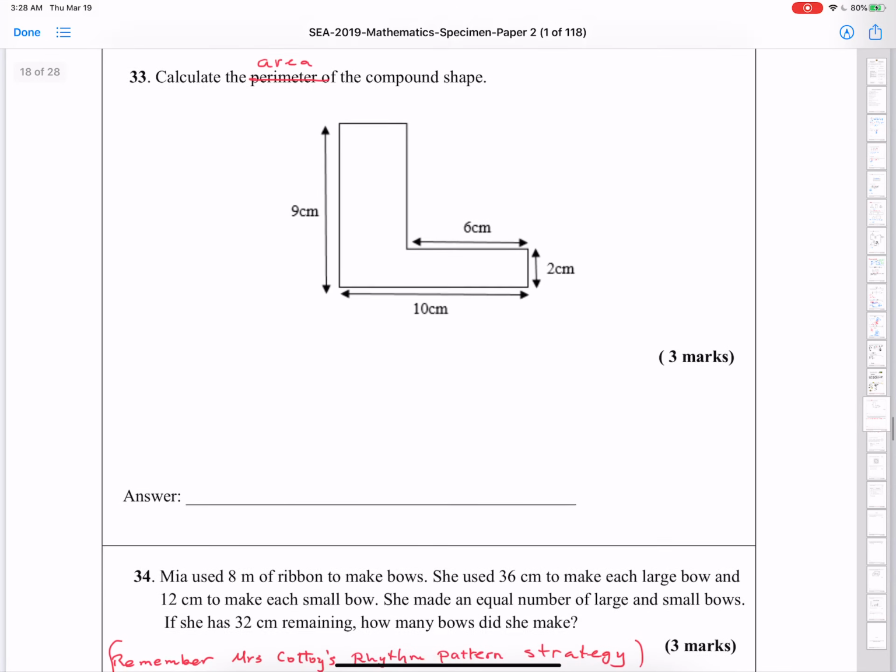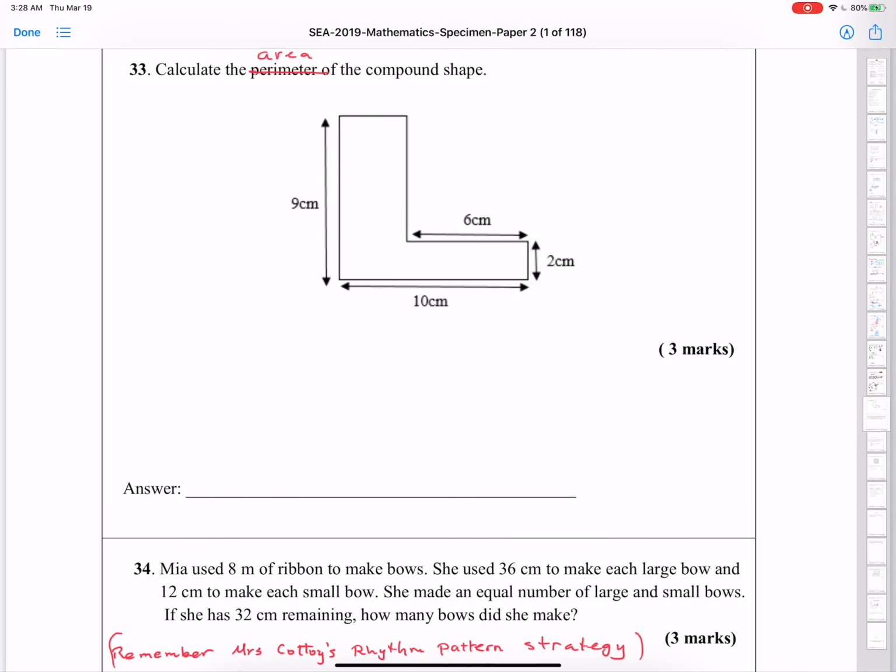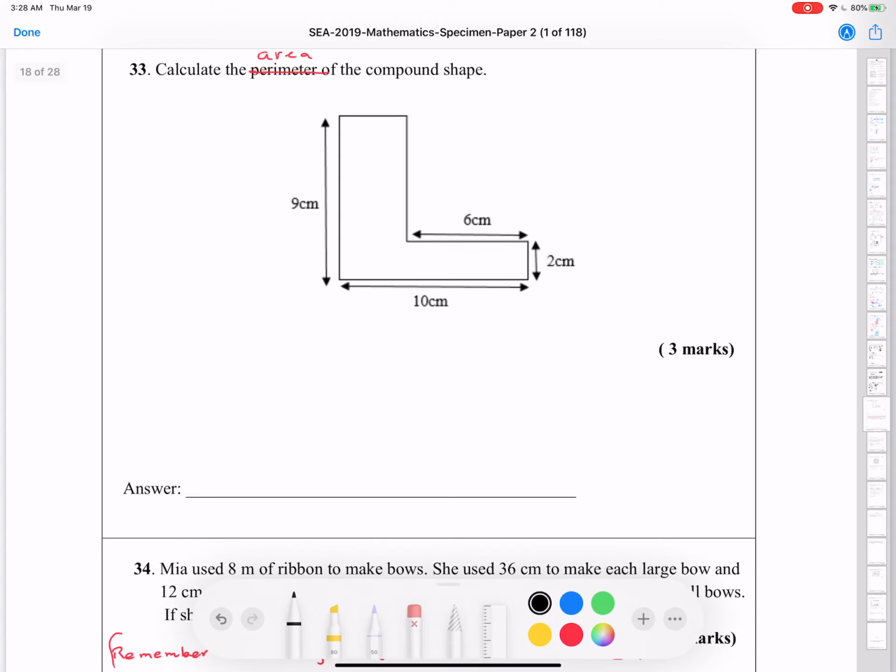Calculate the area of the compound shape. Alright, let's look at the length of each side. Let me get my highlighter out. This is 9 centimeters, 10 centimeters, 2 centimeters, 6 centimeters. I don't know centimeters. I also don't know centimeters. But I can find out centimeters.